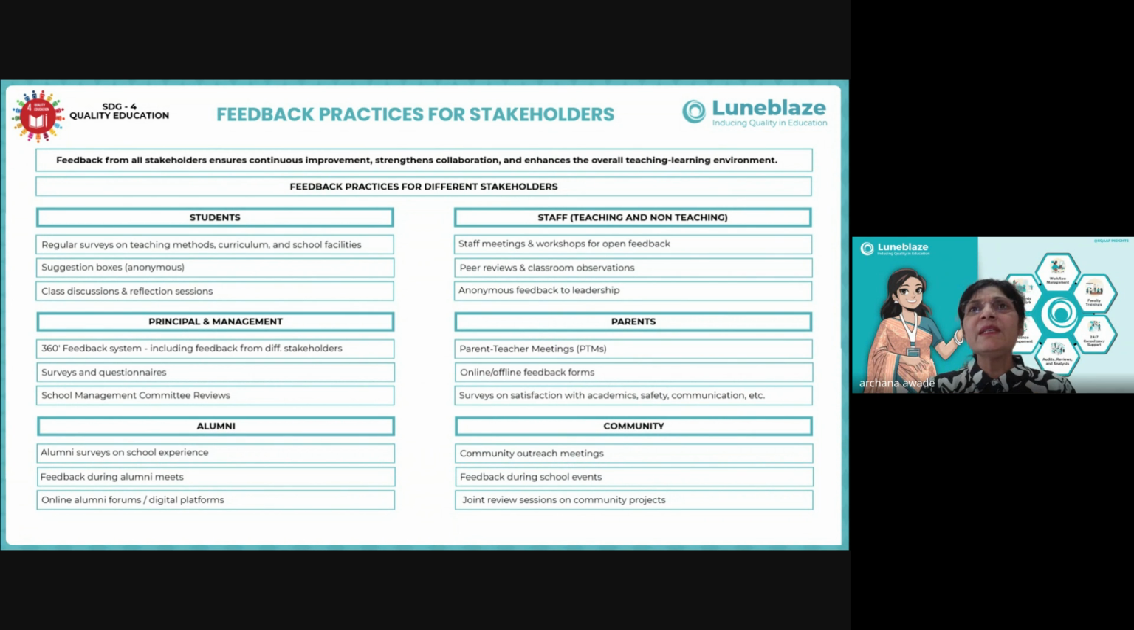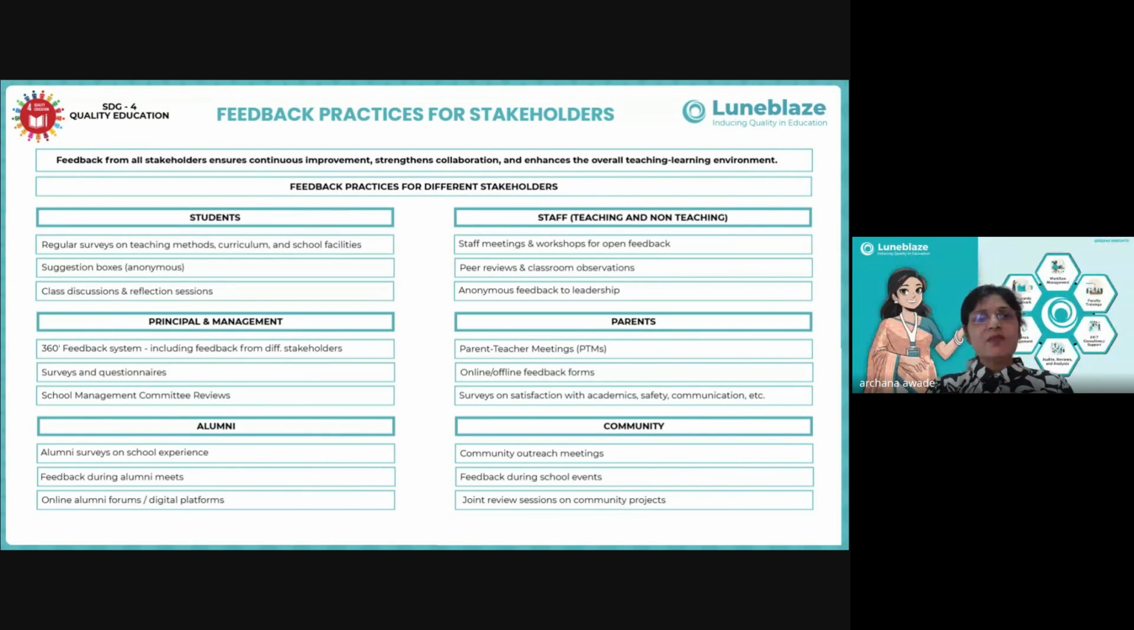Even we have seen in some of the schools in India that some schools are maintaining the students' log in their classroom. So when the teacher leaves the classroom after teaching, the students write their feedback about the lesson learned. So that is also a way of getting feedback from the student.